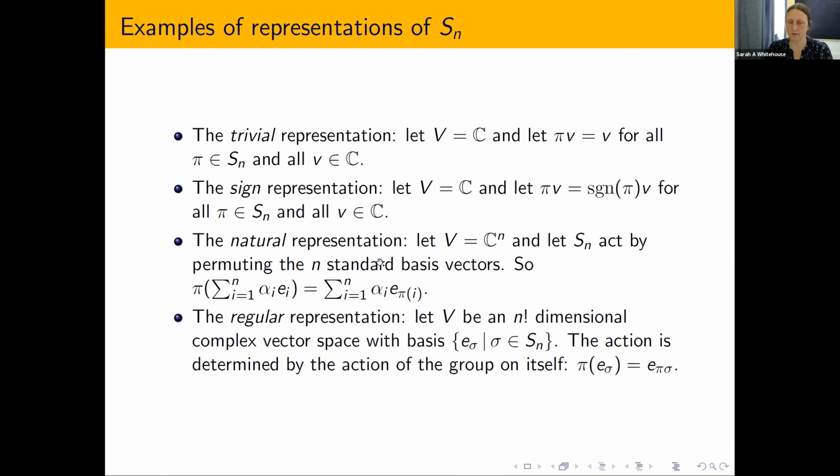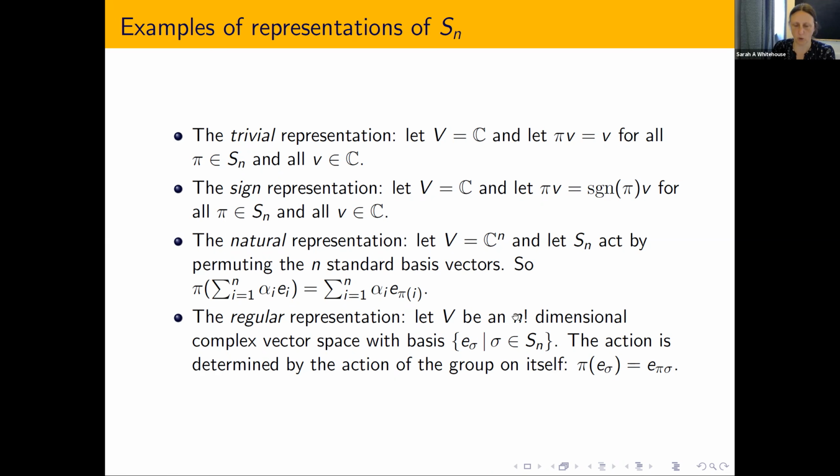The natural representation of the symmetric group is not irreducible. We'll actually see a little bit later or in the exercises that it's a sum of two irreducible pieces. And that will come up later.